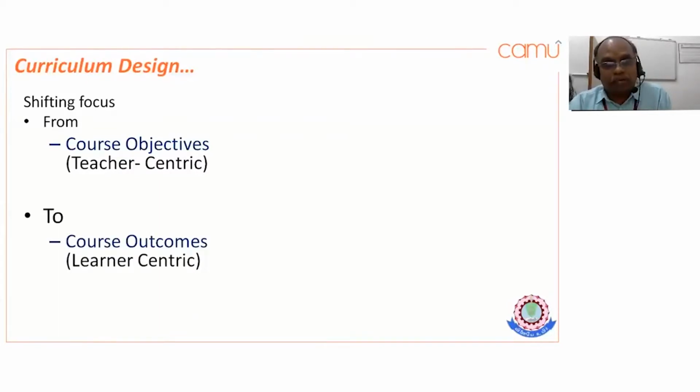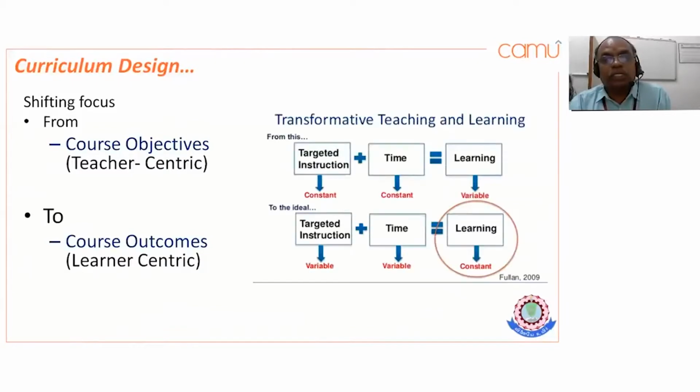The basic advantage of going from teacher-centric to learner-centric, or from course objectives to course outcomes, is that we want to make sure that the learning achieved is constant for all the students. From our earlier practice, we have a syllabus. Suppose we fix the timing as 9 hours for each unit. We say that each unit should be covered in 9 hours, but the learning will be variable.